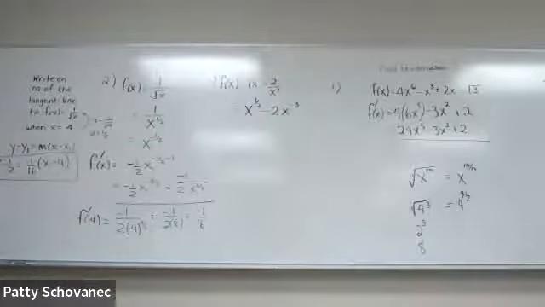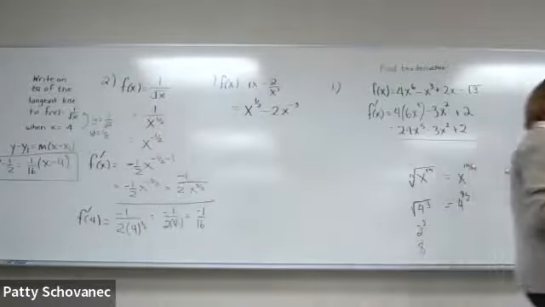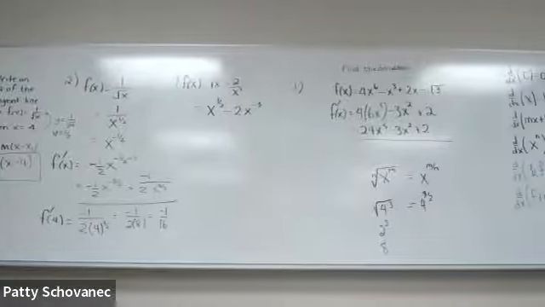Okay, so that's why we need to know how to manipulate radical signs and work with exponents and things like that, so that we can come up with numerical values to put things into our point slope form if we're asked to write the equation of the tangent line.